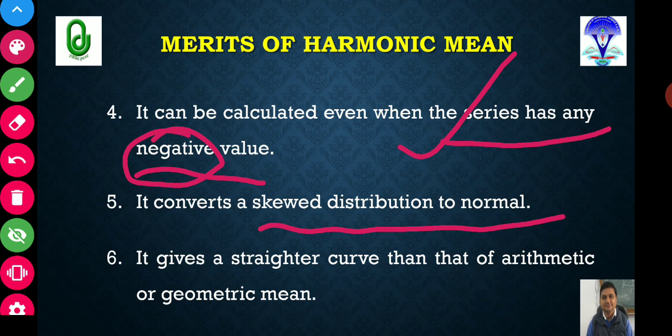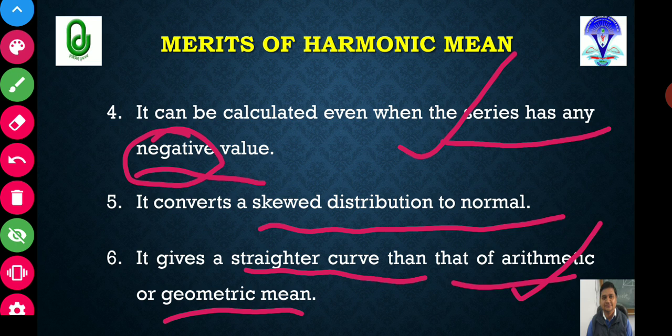The next one, it gives a straighter curve than that of the arithmetic or geometric mean. When we draw it graphically, the curve for the harmonic mean will be straighter. That means it will convert data into the form of normal distribution. That is why the curve will be straighter.